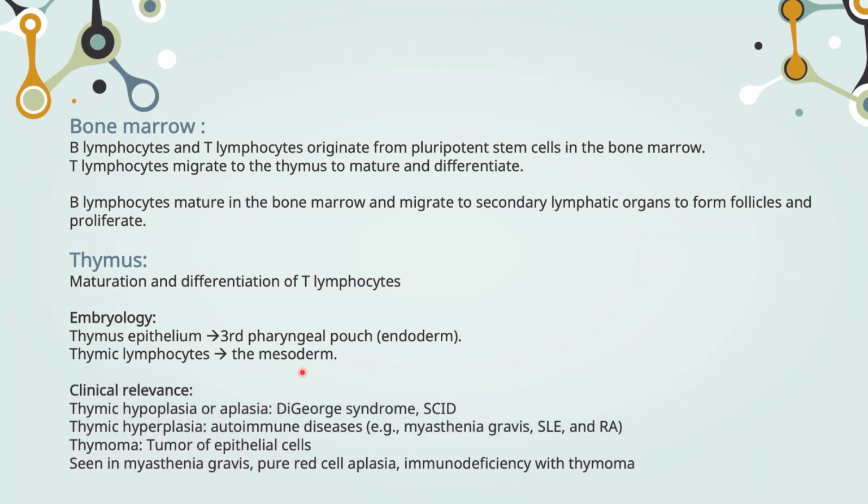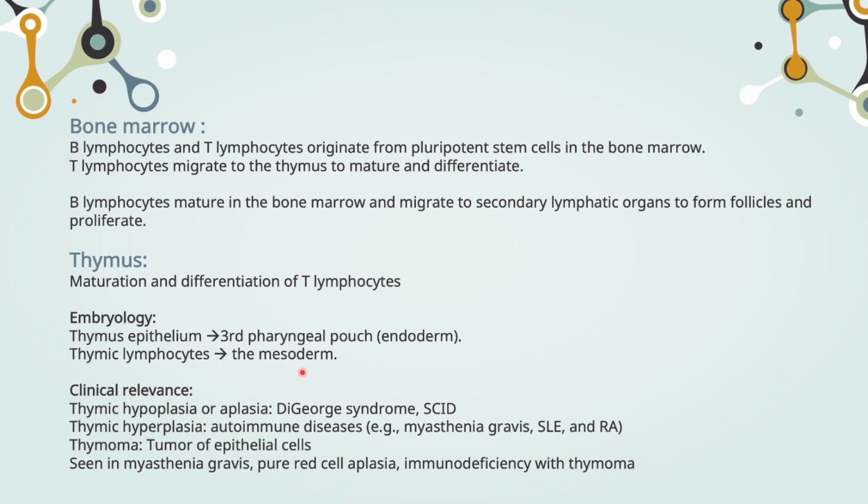Now, the most important thing that you need to learn from this slide is the clinical relevance. They will ask you numerous questions about thymus. You need to understand that thymic hypoplasia is associated with DiGeorge syndrome and SCID, severe combined immunodeficiency syndrome. They'll give you a clinical scenario of DiGeorge syndrome. They'll tell you there's immunodeficiency, the patient has recurrent infection, the patient has hypocalcemia, things like that. And then they will ask you which of the following organs will be hypoplastic.